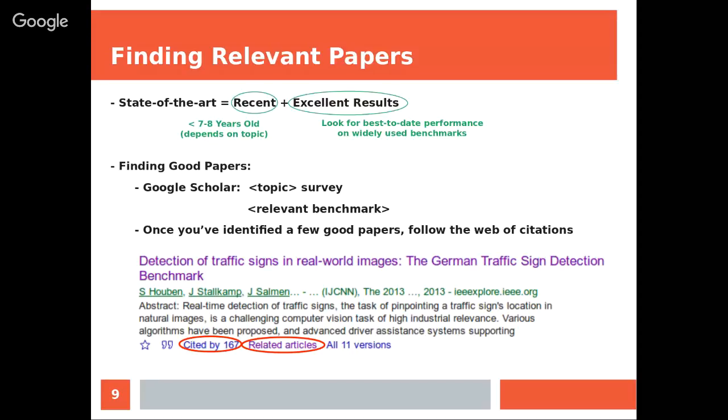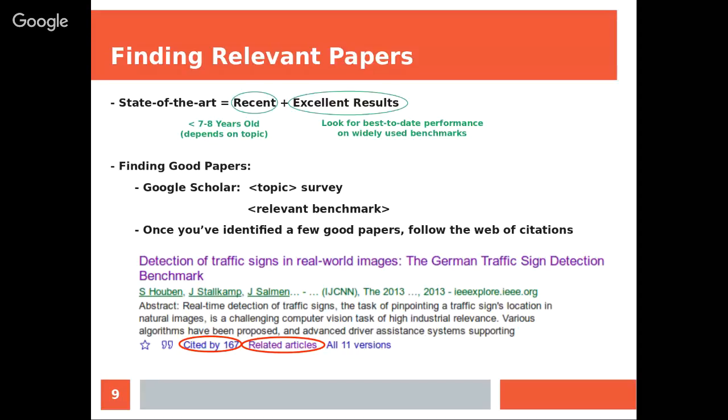So how do I find papers that I think are state of the art? I'm a big fan of Google Scholar. And if I'm looking at a completely new topic that I don't have much experience with, or I don't know what the important papers are, the first thing I'll Google is the topic name plus survey, so road sign detection survey, and try and find a survey paper that's going to list a bunch of different techniques, how they perform, hopefully doing a bunch of benchmarking between different techniques. And so that gives me a high-level view of the field.